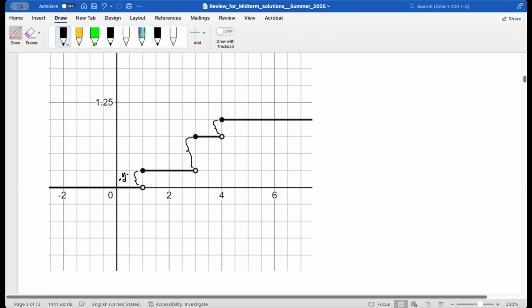So again, this is 0.25 for 1 box. Then this one, we have a jump here of 2 boxes. That's 0.50. And then again, the last one, that's 1 box, so that's 0.25.